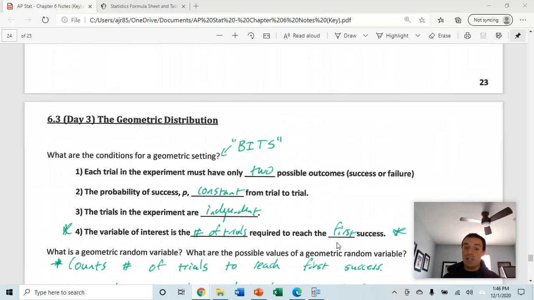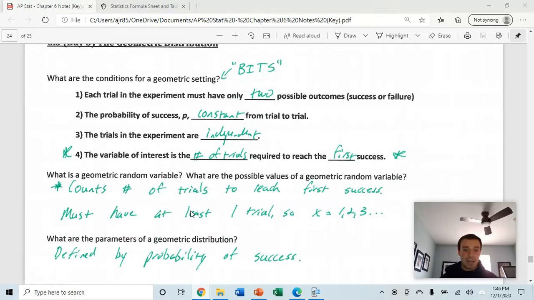When you see that question that's asking about the first success occurring, that's your clue that it's going to be a geometric situation. So as I said, a geometric random variable counts the number of trials to reach the first success. So you have to have at least one trial here. So your x can be anywhere from 1 to infinity till you reach that first success. A geometric distribution is defined by the probability of success. So it's defined by that p.